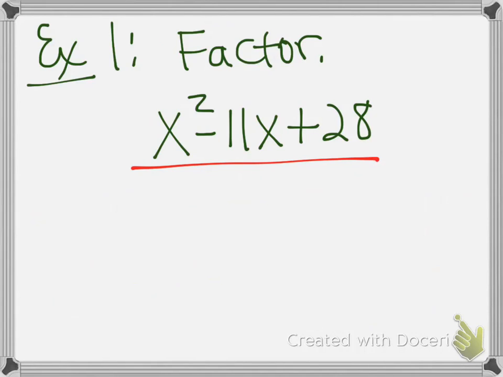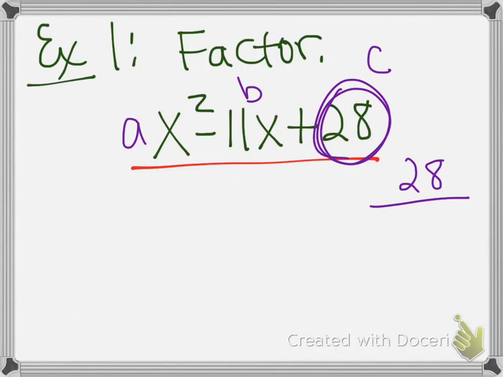The first thing you're going to do is look at this last term. This is c. If you remember, this is ax squared plus bx plus c. Your c term is going to tell us what we need to multiply. So I'm going to look at what multiplies to give me 28, and there's not very much. I could do 4 times 7, or I could do 2 times 14, and those are the only two options I have to give me 28.